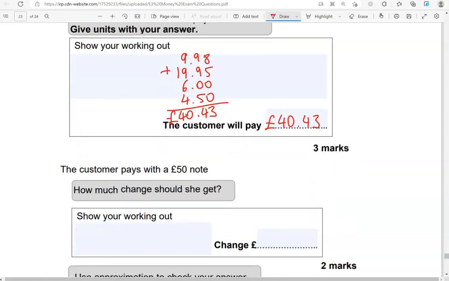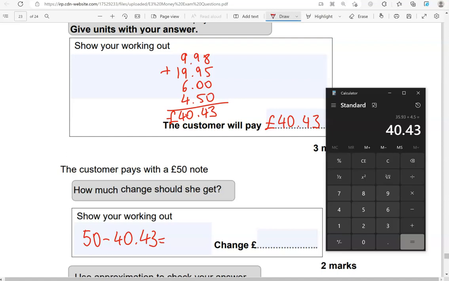The customer pays with a £50 note. How much change should she get? Show your working out. So we'll do 50 take away £40.43. That gives us £9.57.